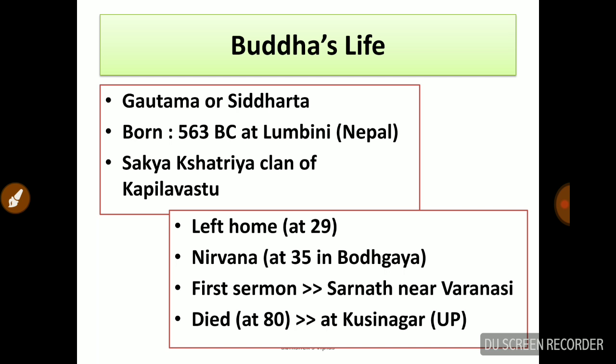Definitely some changes happened throughout his timeline. He left home at the age of 29 and got nirvana, meaning enlightenment, at Bodh Gaya at the age of 35. The first sermon, the first teaching of Buddha, happened in Sarnath near Varanasi. We call the death of Buddha Parinirvana or Maha Parinirvana, and he died at the age of 80 at Kushinagar, UP. Those places are very important: Lumbini, Bodh Gaya, Sarnath, and Kushinagar. Last time they also asked the same question related to Buddha's life.